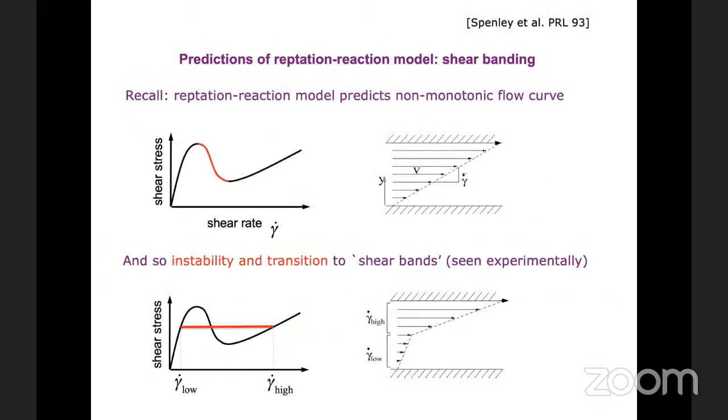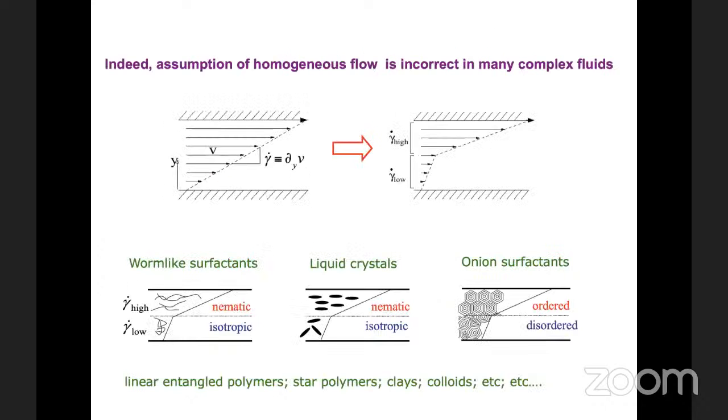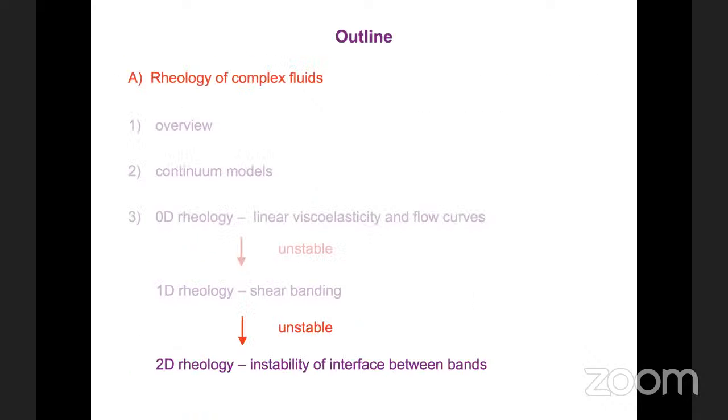Okay, so we've predicted then that the reptation reaction model predicts a non-monotonic flow curve, and so an instability and transition to shear bands. And indeed, we've talked that through in the context of worm-like micellar surfactants, which were some of the earlier systems in which shear banding was talked about. But since that time, it's been shown that perhaps many or even most of the key classes of complex fluids show shear banding. So in other words, if you're going to study rheology, you need to be constantly alert to the fact that your flowing state inside the rheometer may not be homogeneous, but actually may be shear banded.